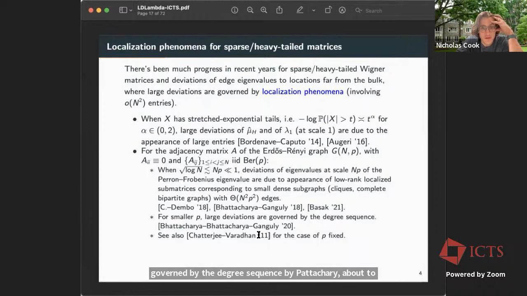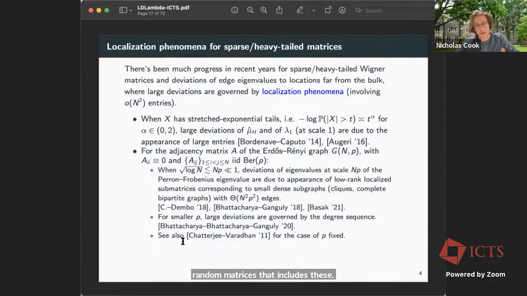Then there was also a general LDP of Chatterjee and Varadhan for a general class of random matrices that includes these. But again, it was for deviations at the scale of the Perron-Frobenius eigenvalue. And from that you can work out this low rank localization picture.